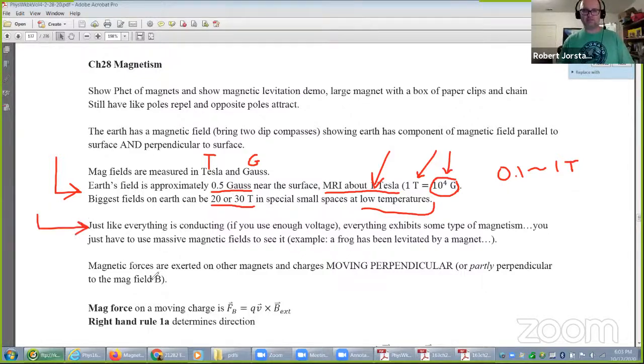Now, here's another fact right here. Just like everything conducts, air conducts electricity if you use 1,000,000 volts, right? And it's a small air gap. Just like that, everything exhibits some type of magnetism. For example, grapes are magnetic if the magnet is large enough. Frogs are magnetic. In some physics book, they showed this frog floating around, levitated by a magnet. Water is magnetic. Now, it turns out there's different types of magnetism, and those types of magnetism we will discuss in the last week.